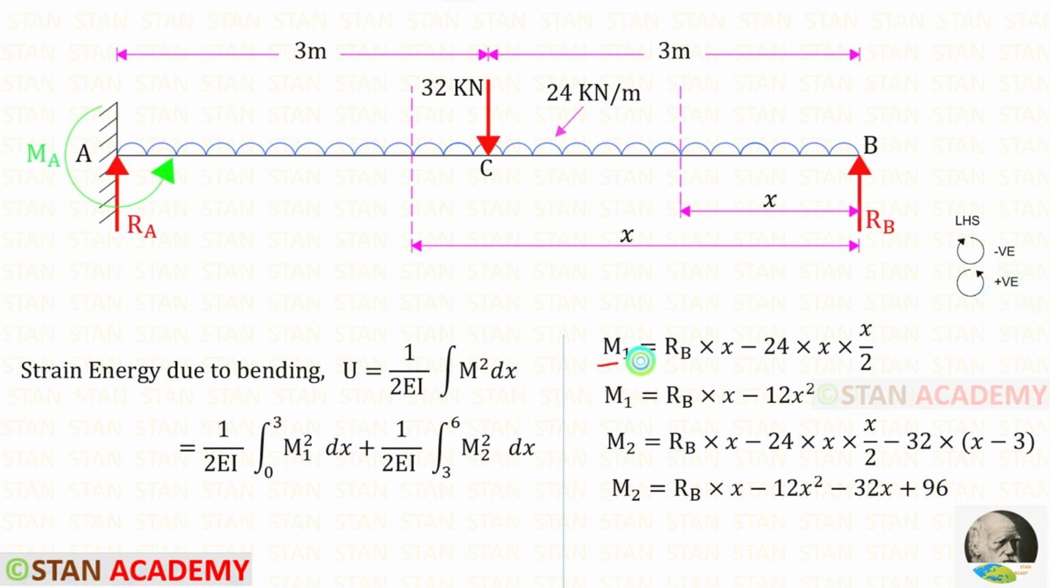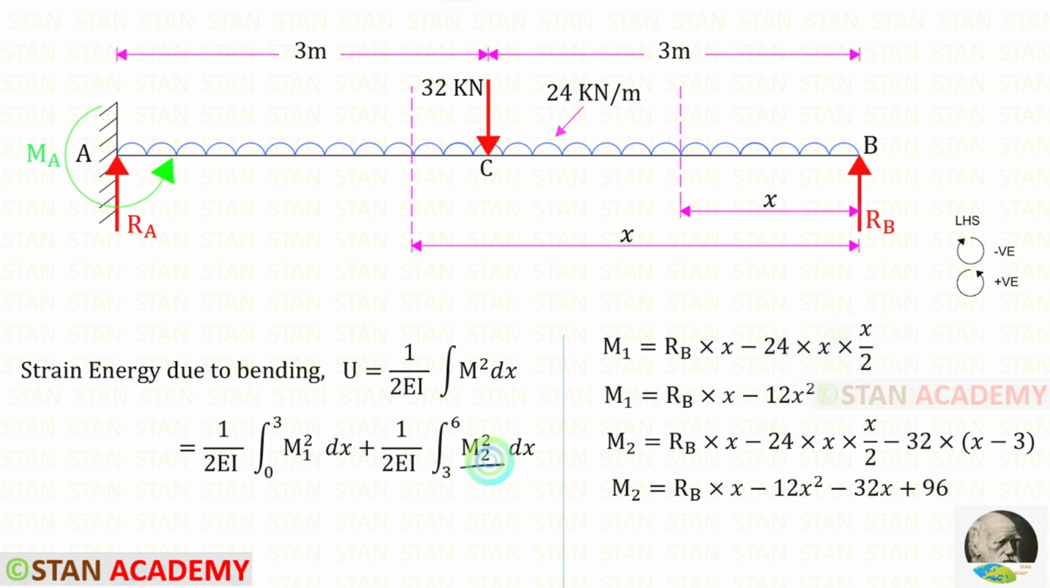Let us find m1. Up to this section, we have RB and the uniformly distributed load 24. RB is acting in the anti-clockwise direction so that it will be positive and the distance is x. The uniformly distributed load 24 is acting in the clockwise direction so that it will be negative and the distance is x. We know that with the UDL we have to multiply the distance and then the distance by 2. 24 upon 2 it will be 12, x into x it will be x square.